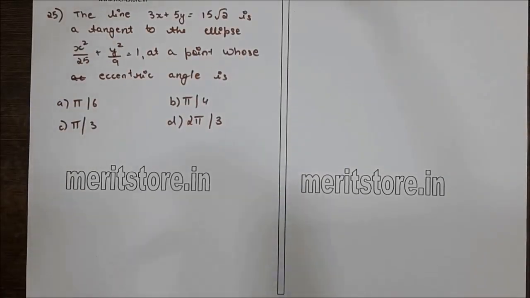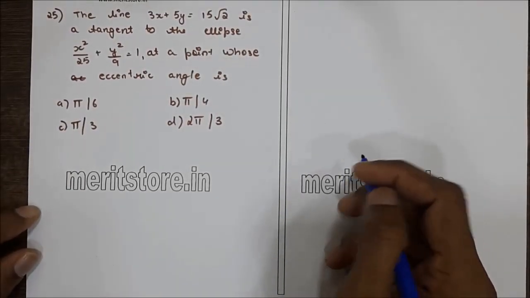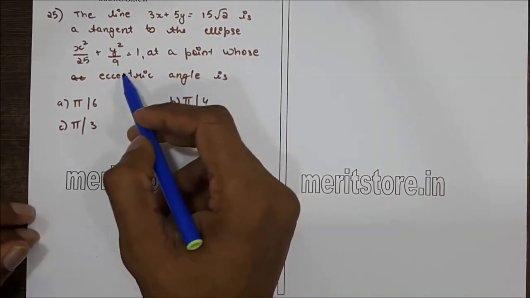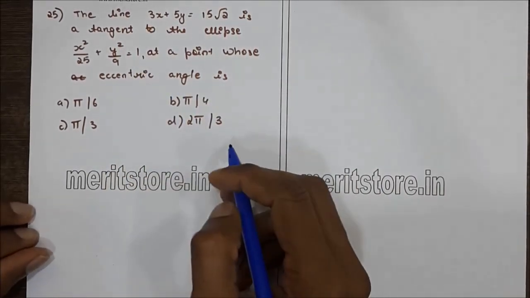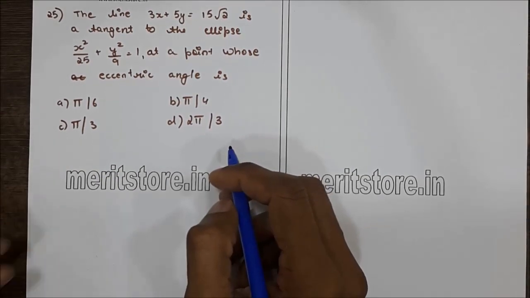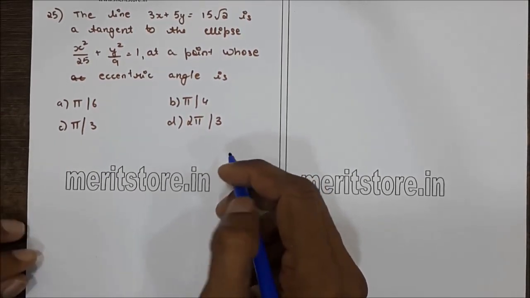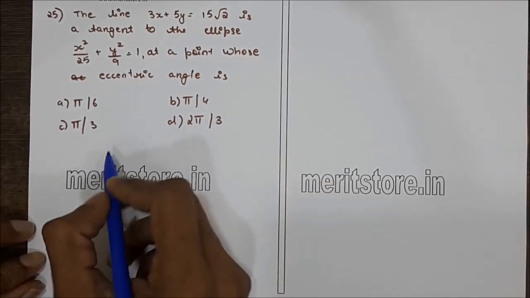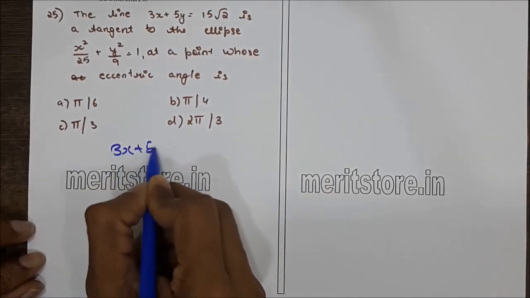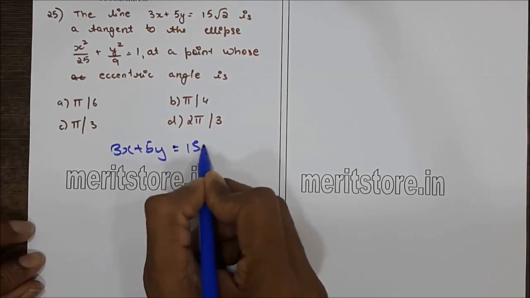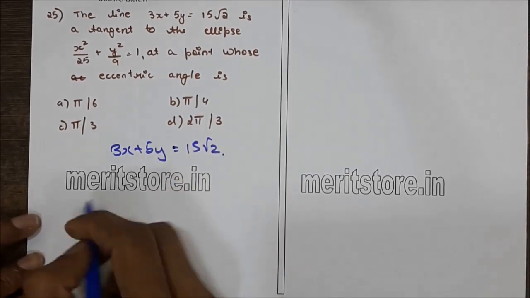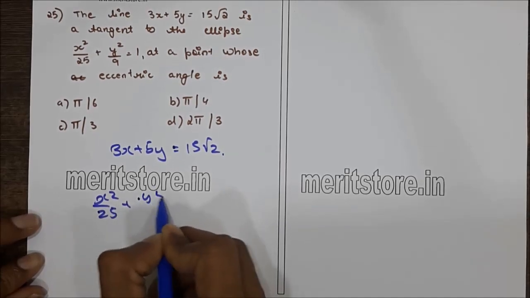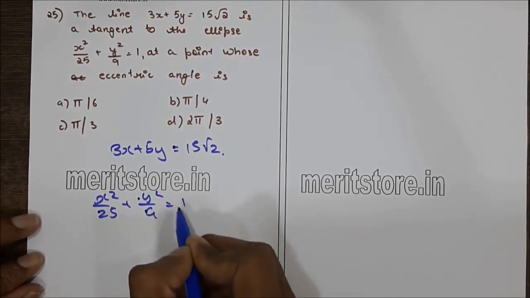Question 25. The line 3x plus 5y is equal to 15 root 2 is a tangent to the ellipse x square upon 25 plus y square upon 9 is equal to 1 at a point whose eccentric angle is. Options: A pi by 6, B pi by 4, C pi by 3 and D 2 pi by 3. Tangent given as 3x plus 4y equal to 15 root 2, and the ellipse equation, that is x square upon 25 plus y square upon 9 equal to 1.